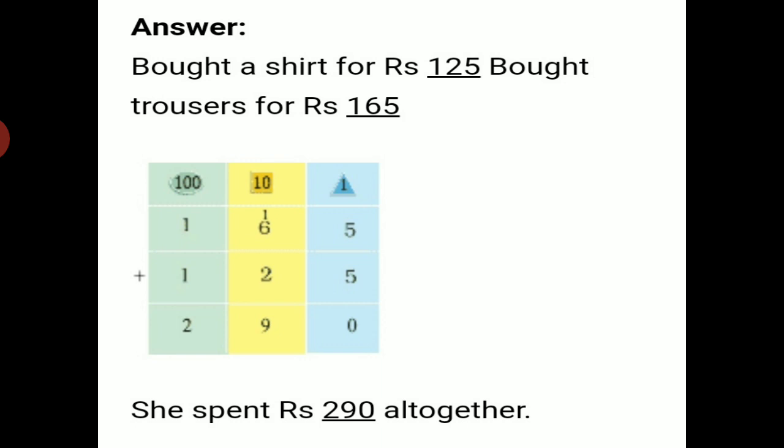Now 6, you will write 1 above the 6. So 6 plus 1 is 7. 7 plus 2 is 9. So you write the answer 9. Now come to the hundreds place. Now 1 plus 1 is 2. So the total amount she spent will be rupees 290. She spent rupees 290 altogether. You have already done this in class 2. This is just a revision of class 2.